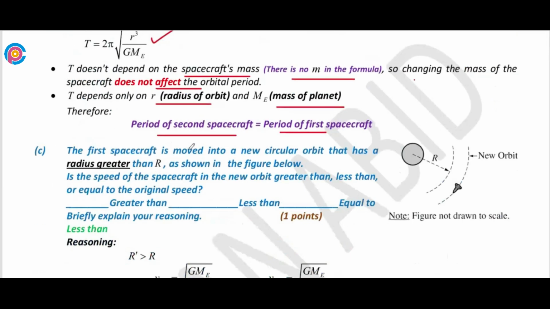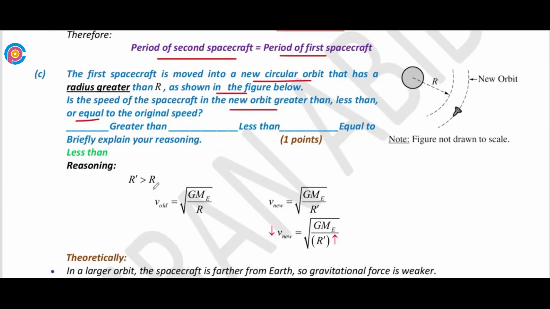So we can say the period of the second spacecraft is equal to the period of the first spacecraft, as we discussed here. Now part C. The first spacecraft is moved into a new circular orbit that has a radius greater than r. As we can see, the new orbit is moving away from the figure below. Is the speed of the spacecraft in the new orbit greater than, less than, or equal to the original speed? Now we know the new radius is greater than the previous one. The old velocity we calculated in part B, the square root of G Me over r. The new radius is r prime. So when r prime is greater, the speed will be less. G is constant, Me is constant, so it is inversely related.